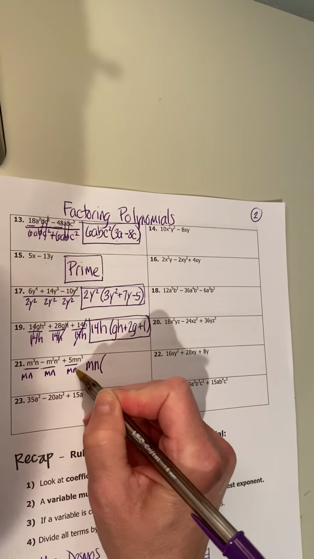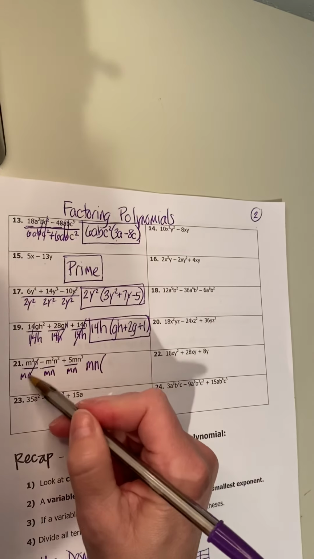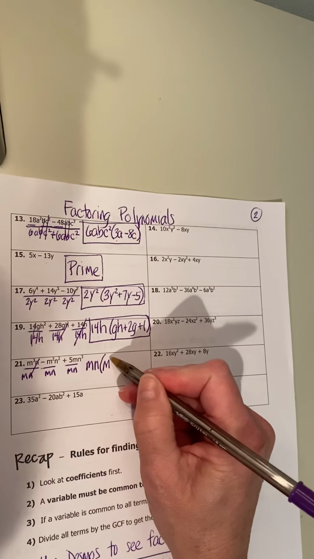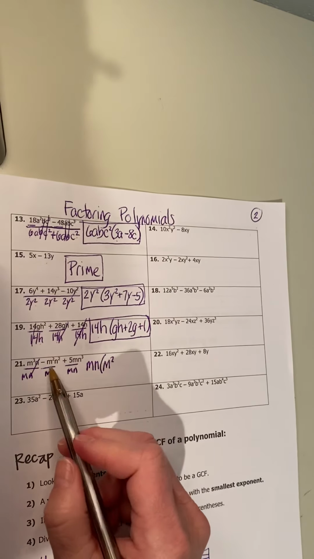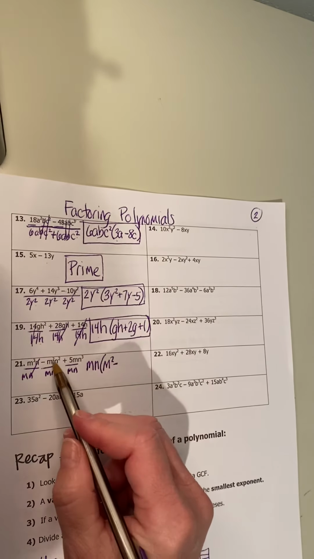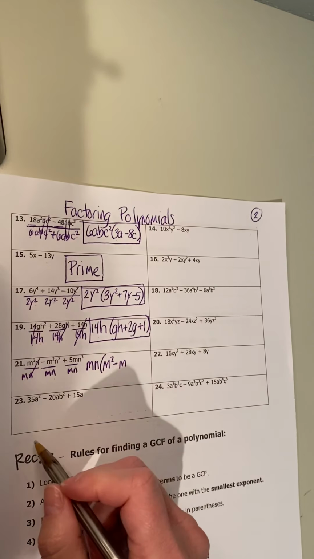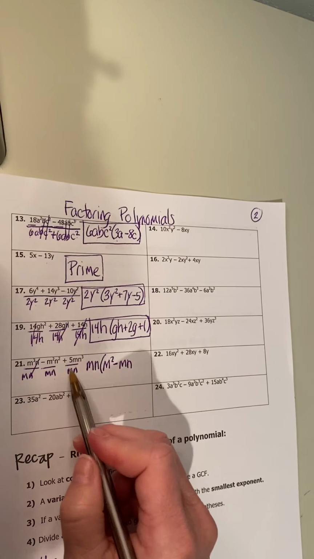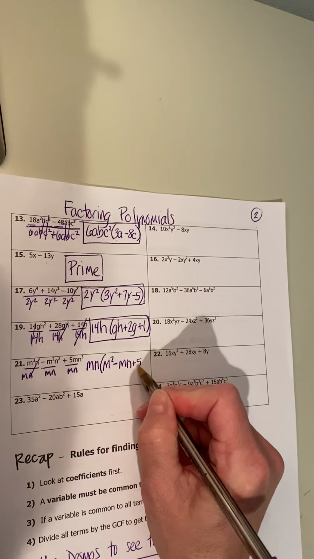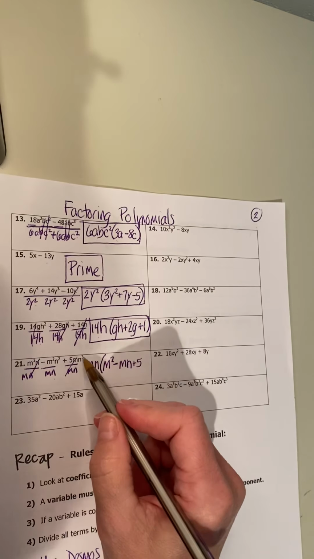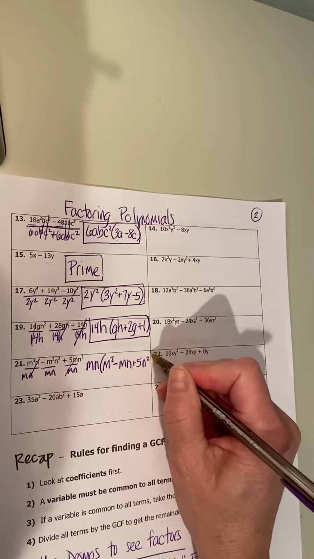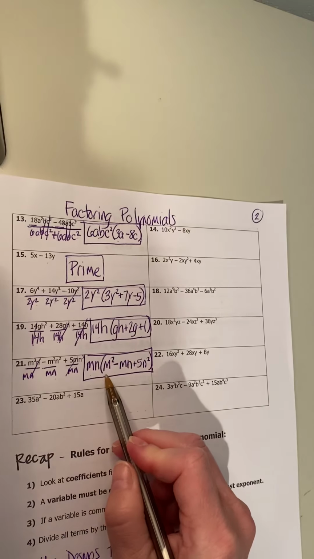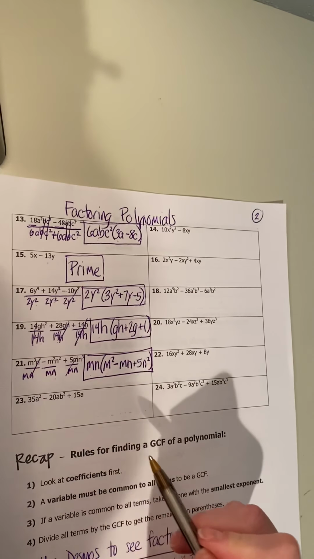So I divide each term by mn. Here, the n's cancel, but m cubed divided by m to the first leaves me with m squared. Here, it's negative. 2 minus 1 leaves me with m to the first. 2 minus 1 leaves me with n to the first. And finally here, the 5 is a positive 5. The m's cancel. For n, it's 3 minus 1, so n squared. So this one factors into mn times m squared minus mn plus 5n squared.